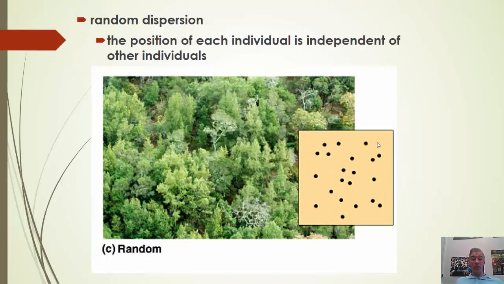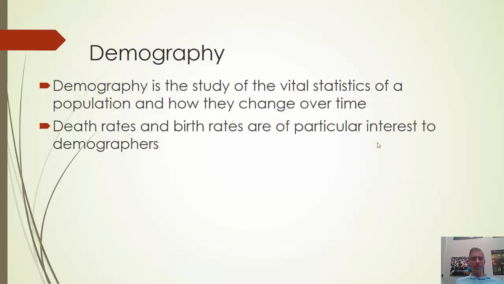Random distribution or dispersion can be just due to randomness. So that's kind of our default, right? If they're randomly distributed, I'm not going to worry about that one too much.